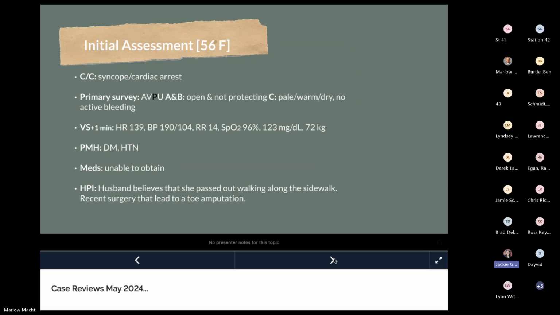Vital signs were obtained shortly after arrival: heart rate 139, blood pressure 190 over 104, respiratory rate of 14, room air sats of 96%, and blood glucose of 123. Her past medical history is diabetes and hypertension. They were unable to get any history from her, and I guess it was unavailable from the husband either. The husband and she were headed to a business, and while they were walking, she passed out on the sidewalk. The husband related that she had recently undergone surgery and admission for a toe amputation. Next.